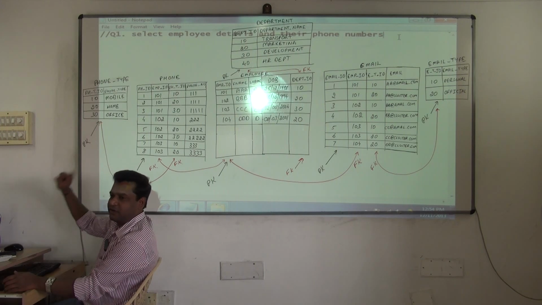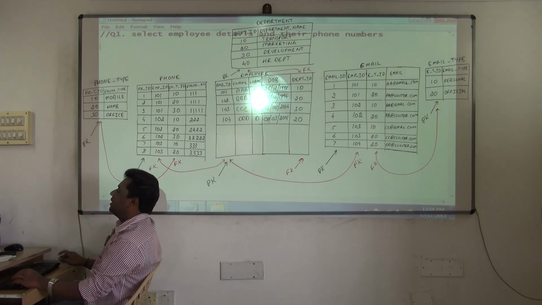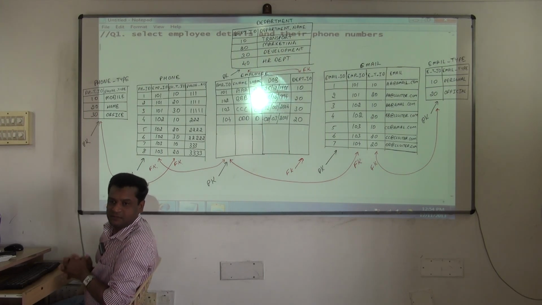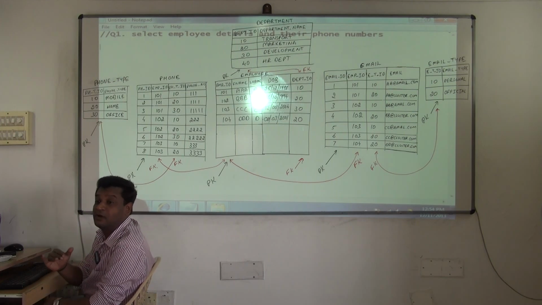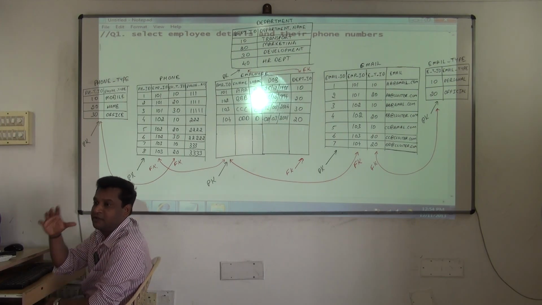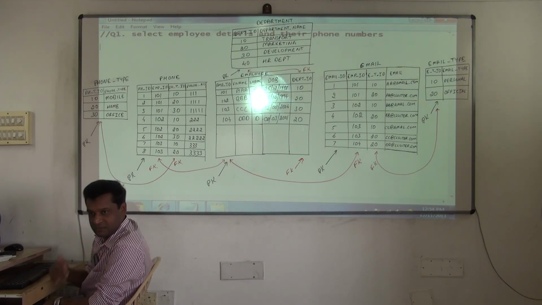Select employee means first query I'll type in Notepad so that it will be visible for you clearly. Select employee details and their phone numbers. You want employees who actually have phones. You don't want employees who don't have phones. When you want to display to the client, you want to display only the employees who have phone numbers. So that's the requirement now.